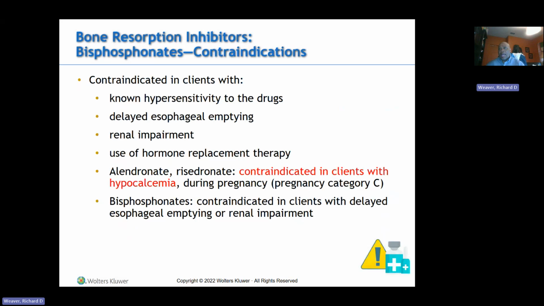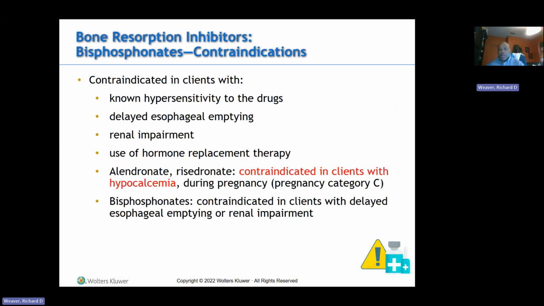You have to get labs on these patients, in particular, to make sure the serum calcium levels, meaning the calcium in the blood, are normal. Again, if you give these medications otherwise, it'll take more calcium from the blood, and our body needs calcium, not just in the bones, but in other organs as well.